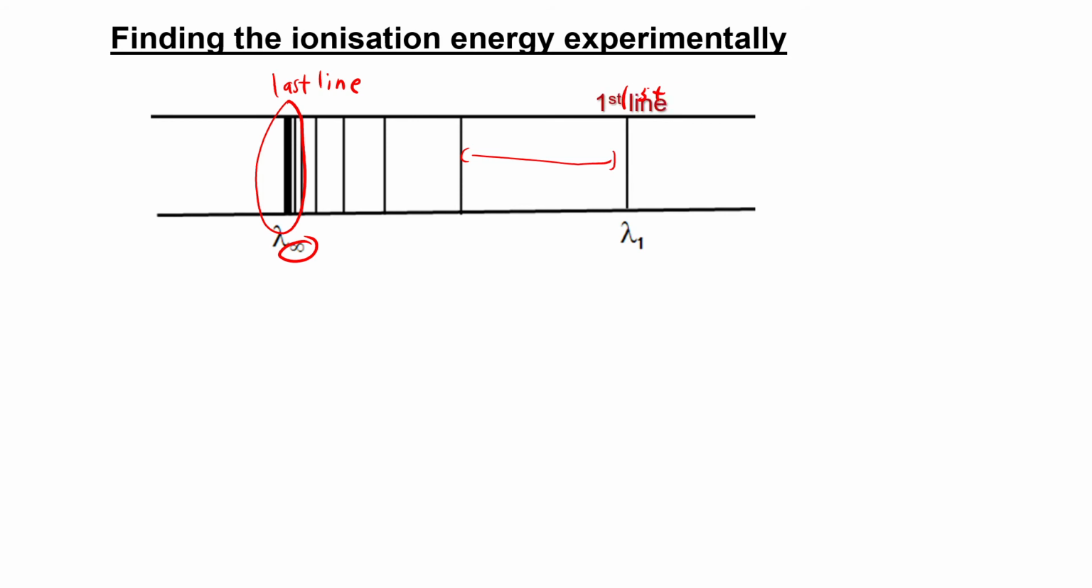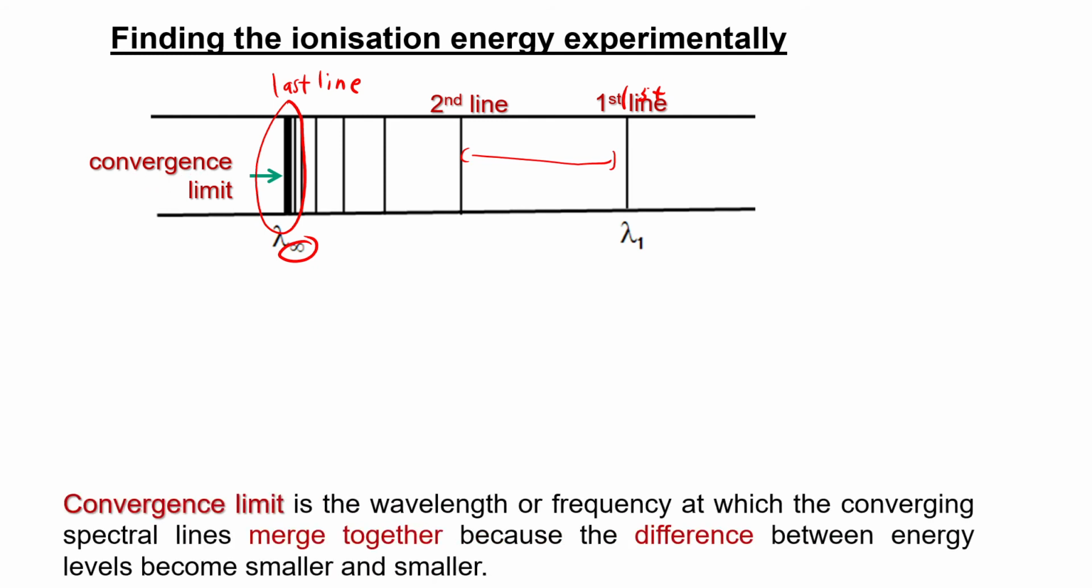So last line ni, n equals to infinity, kita panggil sebagai convergent limit. Okay, apa tu convergent limit? Okay, bila line tu seolah-olah bertindih antara satu sama lain sebab different in energy level, bila semakin ke atas, difference in energy level semakin kecil. Dia seolah-olah macam bertindih. Jadi kita nampak macam satu line hitam yang besar seolah-olah bertindih sebab dia sangat rapat energy level antara satu sama lain.